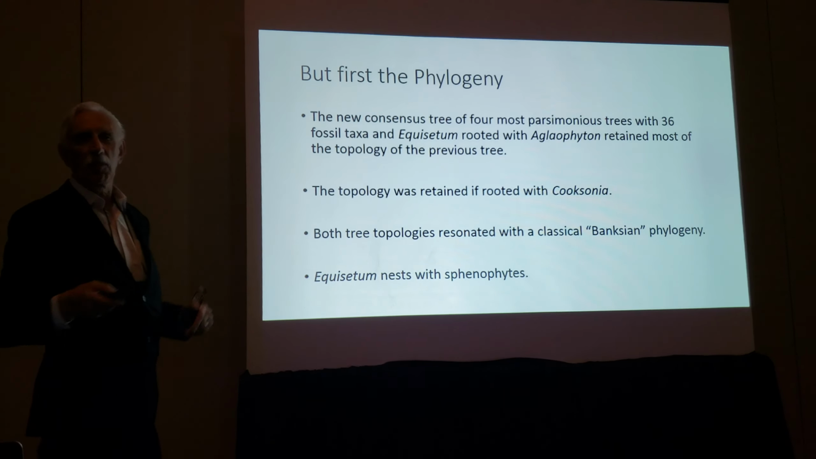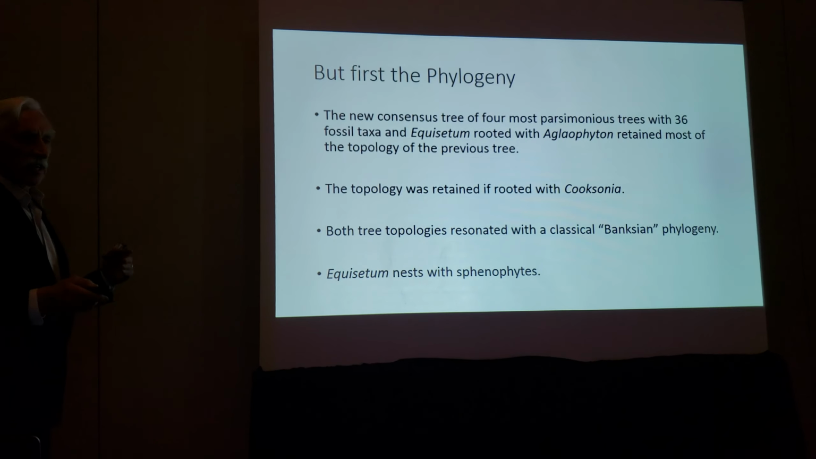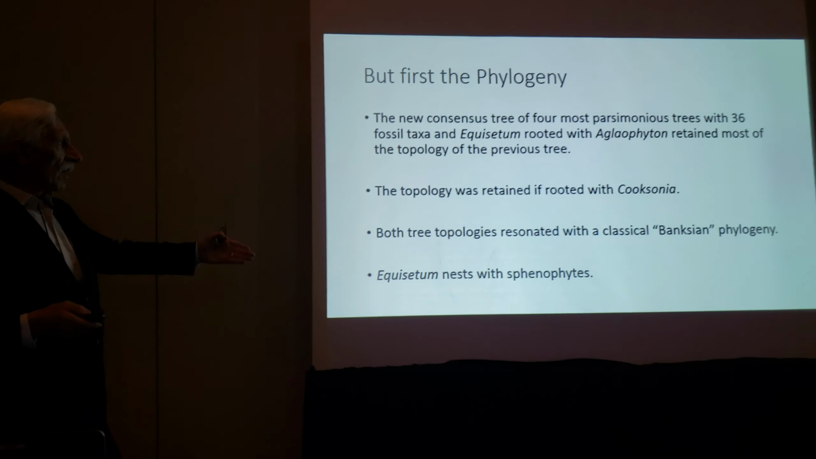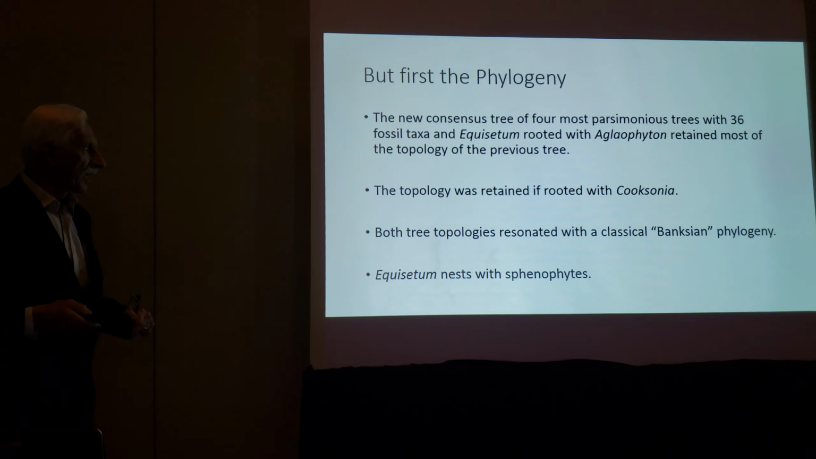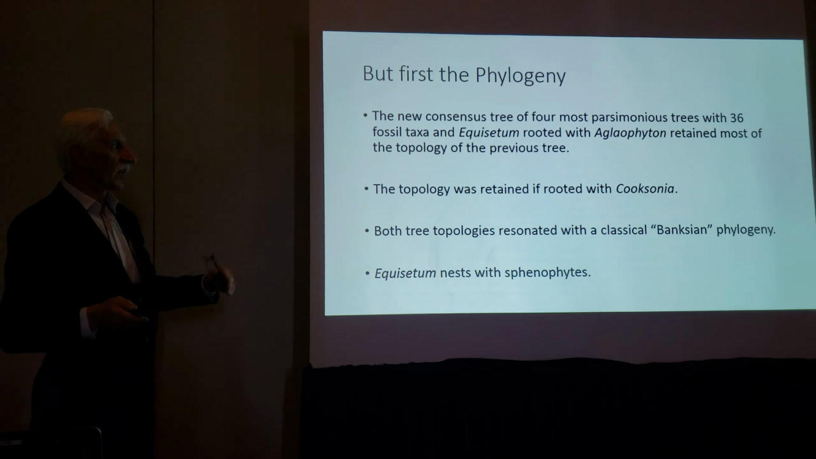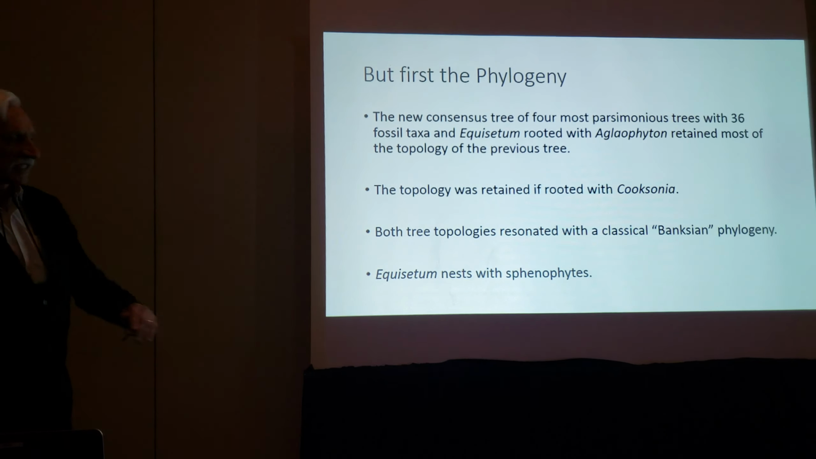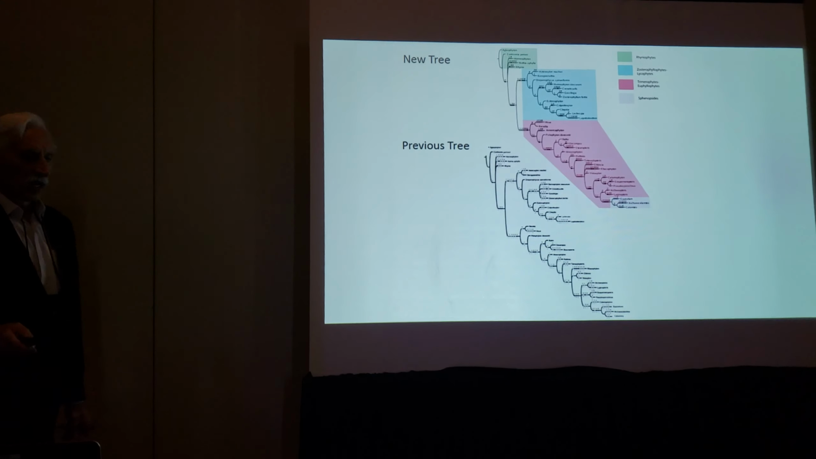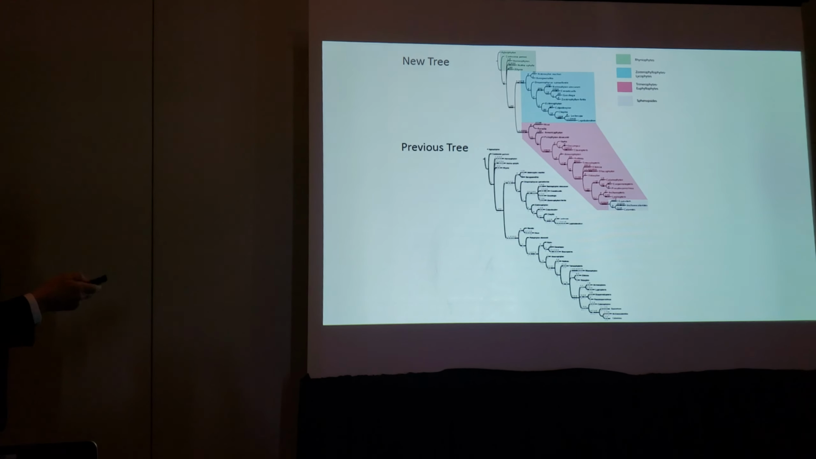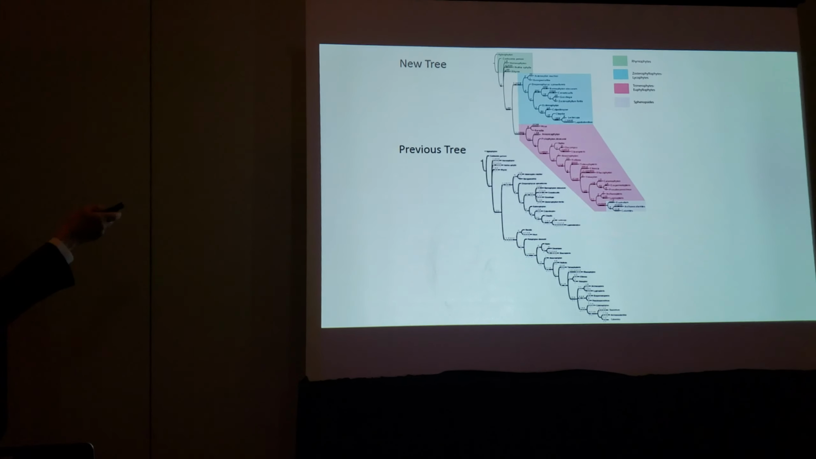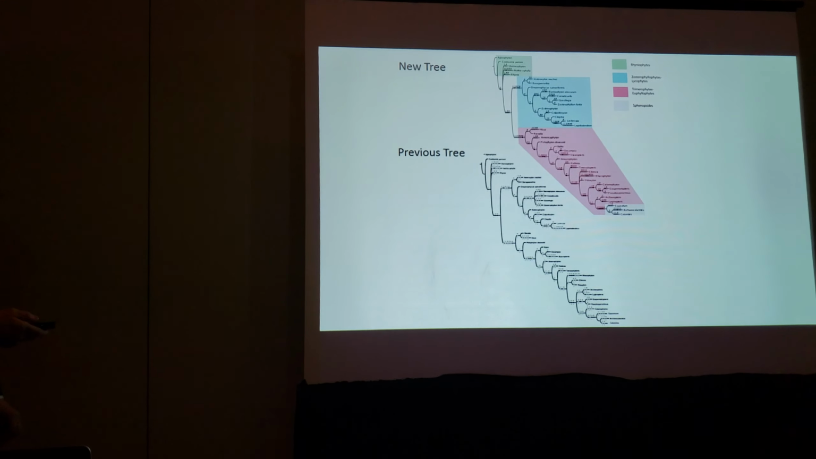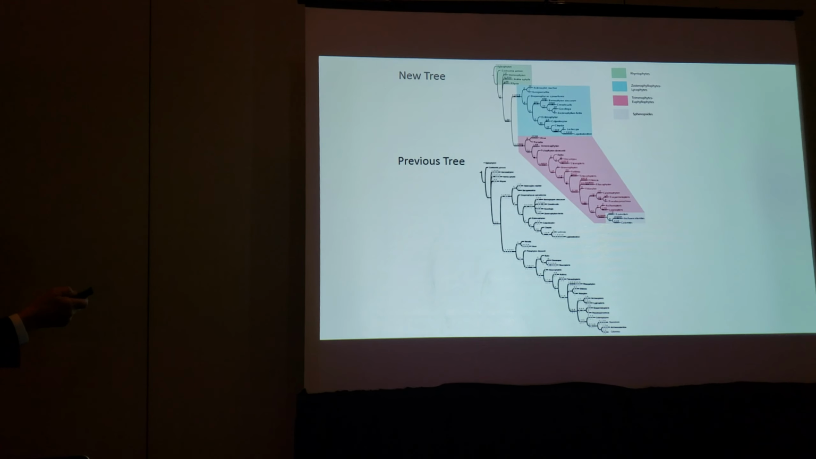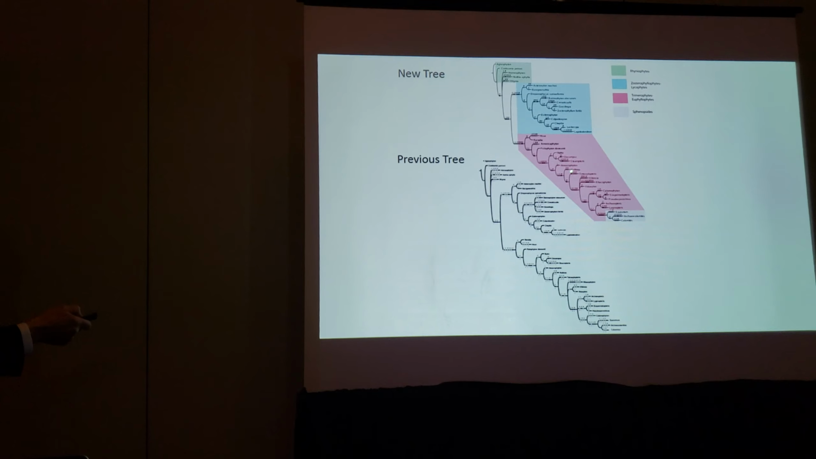I say that because we had a couple iterations that critics and reviewers went back and forth with us on. It was retained if we used Cooksonia at the base. Both tree topologies resonated with classical Banksian phylogeny in a sense, as you'll see. Equisetum nests with the sphenophytes, no surprise there. Okay, the rhyniophytes in green, the zosterophyllophytes in blue, and in pink, the trimerophytes with the sphenophytes in gray at the bottom. Let's see if I can find this green thing. Yeah, there we go.